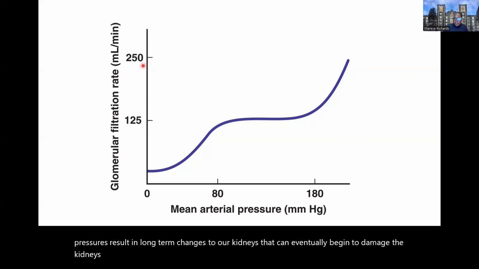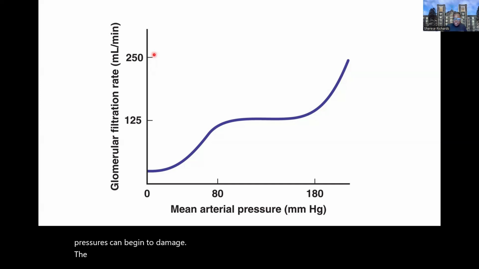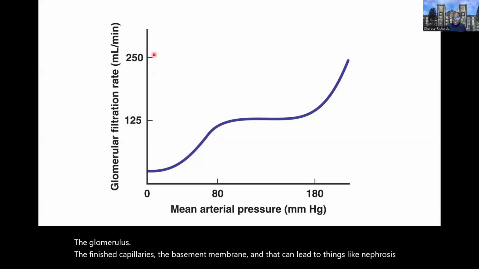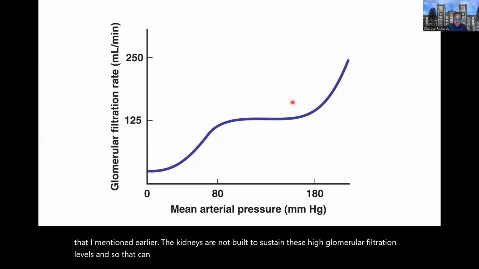If we raise GFR above 125, especially if it gets way up at 250, these high pressures can begin to damage the glomerulus, the fenestrated capillaries, and the basement membrane, and that can lead to things like nephrosis that I mentioned earlier. The kidneys are not built to sustain these high glomerular filtration levels, and that can begin to injure the kidney. So we want to keep pressures between 80 and 180.